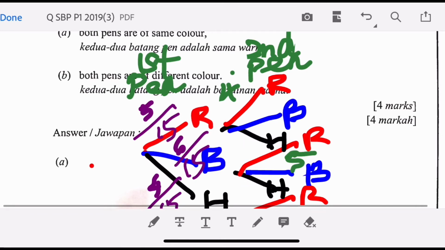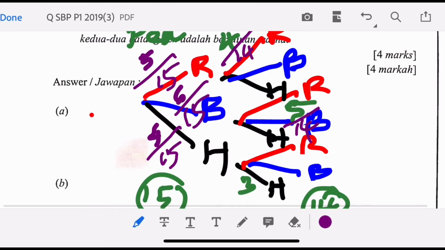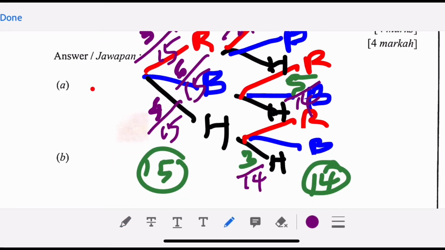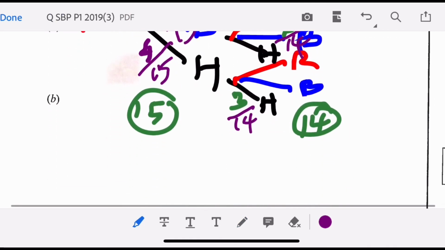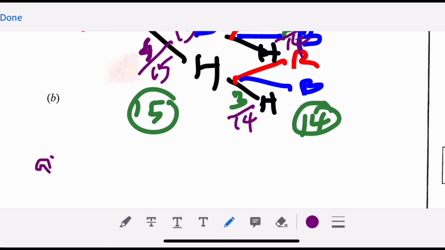Okay, now I write all the probability values on the branches. I just divide by the sample space. For the first one it is 15, and for the second one I divide by 14. And you realize that I only do the same color, the rest I didn't do yet. So I just focus on the same color so that my tree diagram is not so messy.